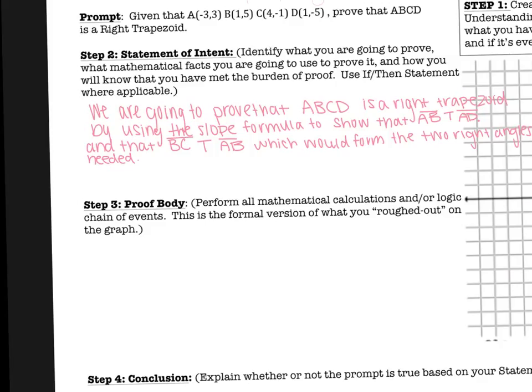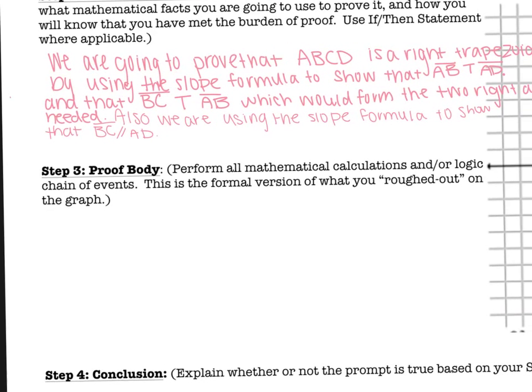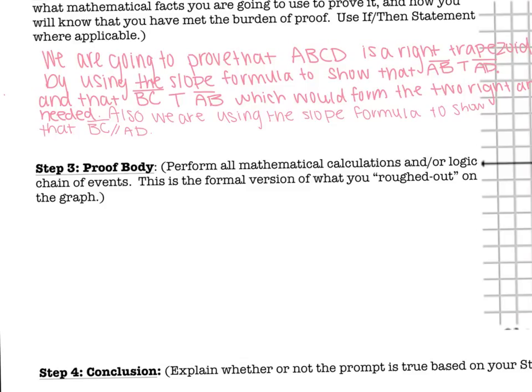Then I'm going to move into the part where I say that we are using the slope formula to also show the parallel line part. Let me go ahead and write that part down. I just went in and said that also we are using the slope formula to show that BC is parallel to AD. Once I'm done with making these 2 parts, we are then going to put in our if-then statement.